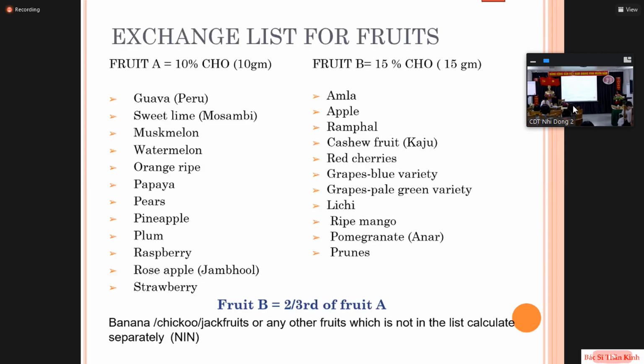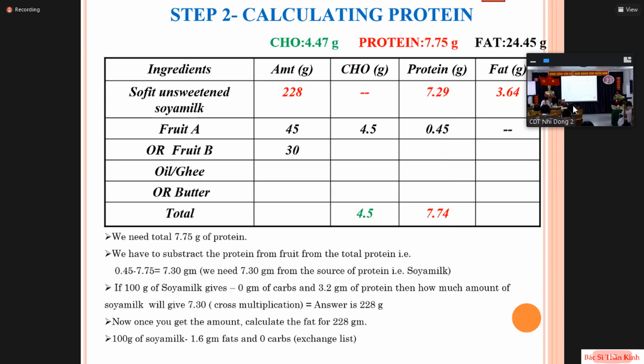Next, please proceed with the protein calculation. First, we need around 7.75 grams of protein, and we first have to subtract the protein from the fruit value, that is 0.45. So 7.75 minus 0.45 you get 7.30. So we need to take that amount from soya milk, right? Again, we do the cross multiplication. If 100 grams of soya milk gives us 3.2 grams of protein, then how much amount will give you 7.30? The answer that you get is 228 grams.